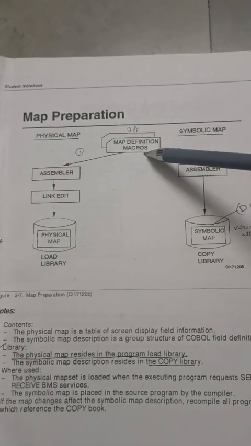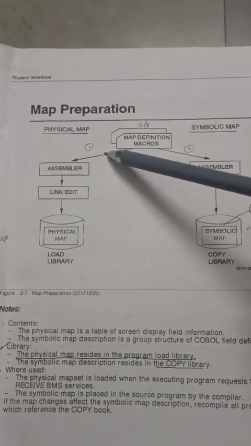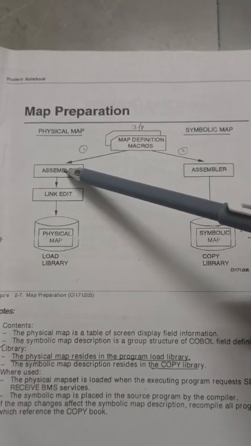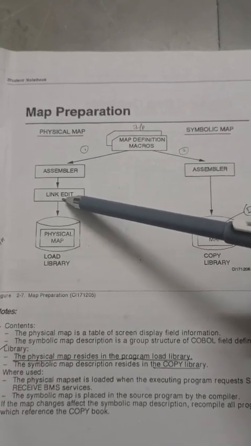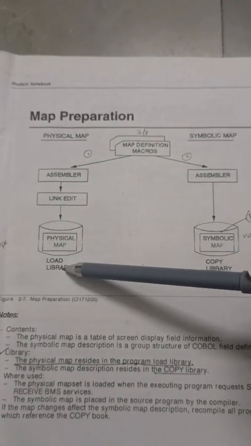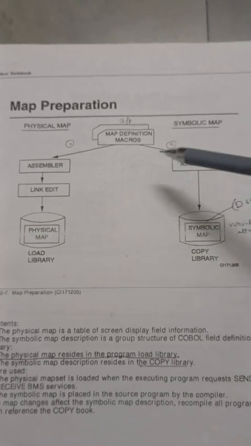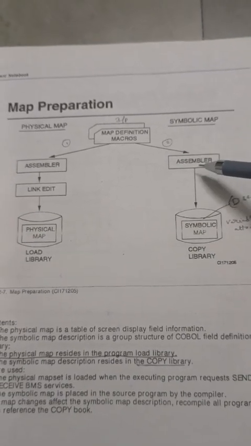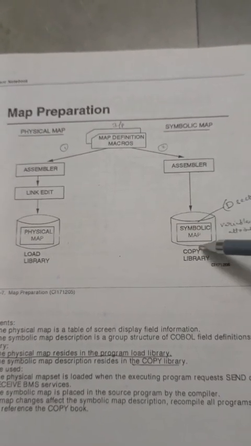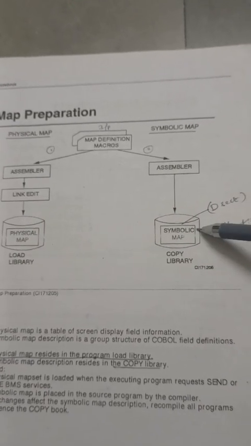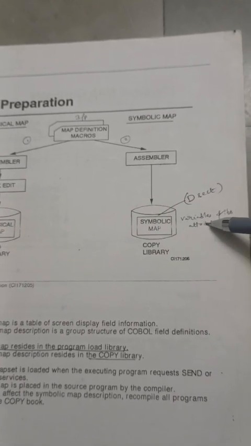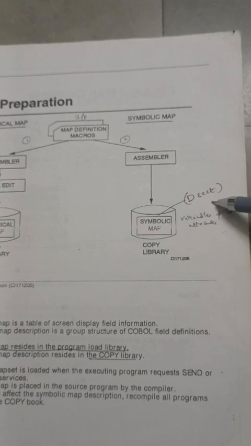The map definition macros are created as input. On the left side it goes through the assembler with the macros, then the link edit, and the load library holds the physical map. On the right side, coming to the assembler, this is the symbolic map, and the copy library holds the symbolic map. We can see the variables and their attributes.